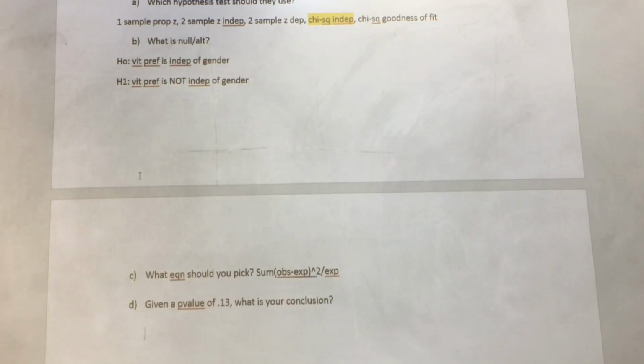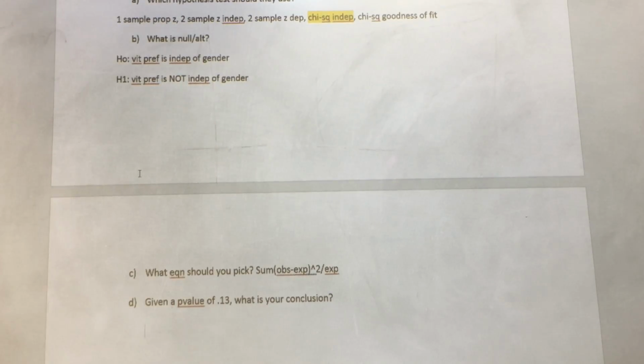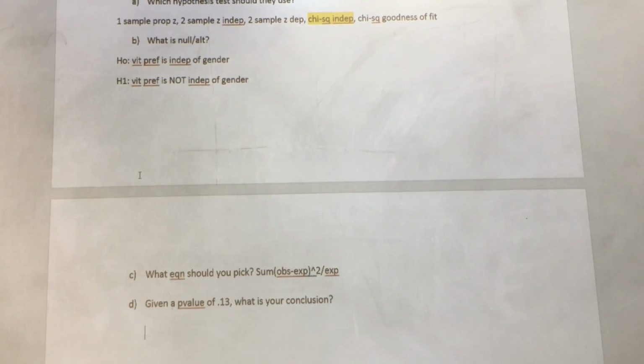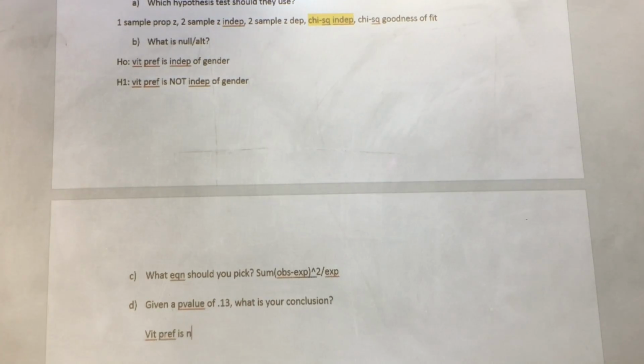Is there evidence to claim that vitamin preference is not independent? Okay, I think I heard an independent, I heard a not independent. Tim, what did you say? Independent. You said what's independent? Vitamin preference. Vitamin preference is independent, and Jacqueline, what did you say? You say not independent, yeah. Okay, so should we vote? Here, I'm going to write it, so vitamin preference is either independent or not independent of gender.